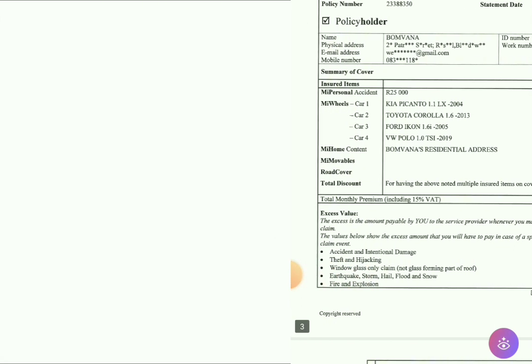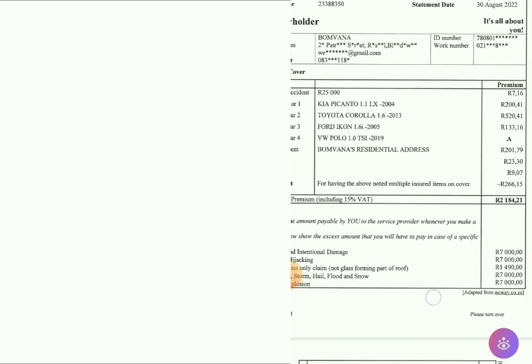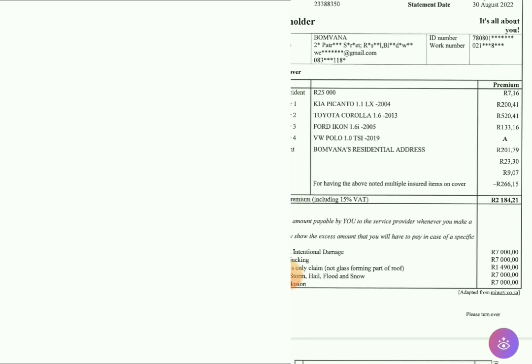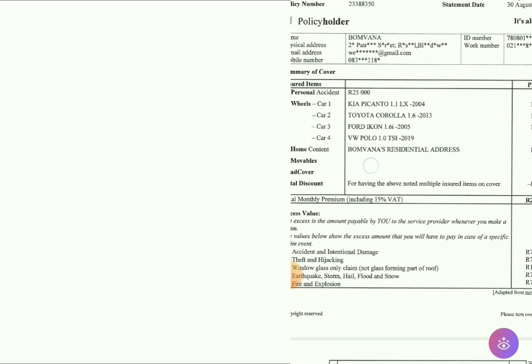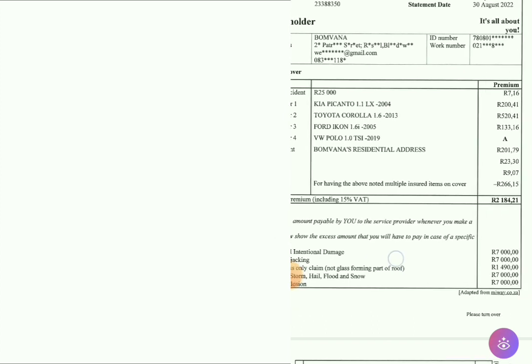As you can see, total discount there for having the above noted multiple insured items on the cover. So you minus the discount, and then after getting the answer, you subtract it from the total, which is 2184.21. That's how you get the value of A. So if something appears here that is similar, that's how you do it.